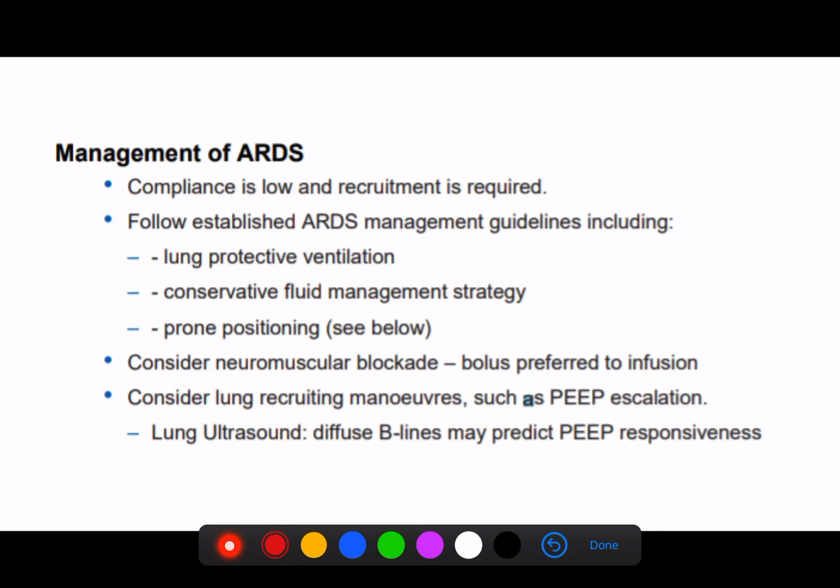Continuous neuromuscular blockade may be required in these patients, and they suggest a bolus rather than an infusion. My personal preference, if I've got lots of patients being proned and lots of junior nurses looking after them, is I find that an infusion is a little bit more reliable and therefore may be better.